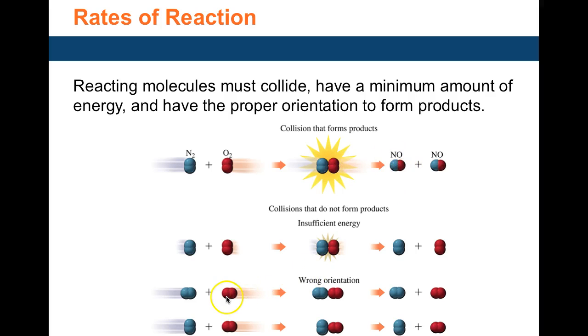Another condition is that they have to be oriented properly. The reactant molecules have to be oriented properly. The wrong orientation will not lead to product formation, all right? So the correct orientation will then lead to the product formation. As you can see here, both nitrogen and oxygen are in the wrong orientation, and so they just harmlessly bounce off each other. Same thing over here. But when they are in the correct orientation, then with the correct amount of energy, products are being formed.